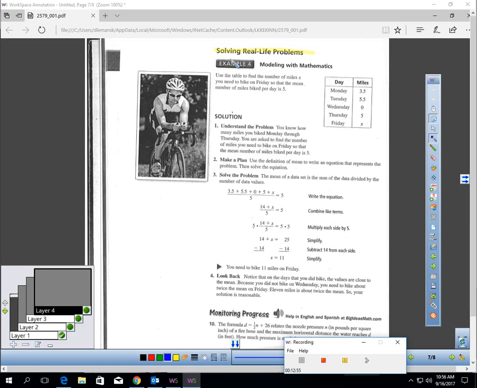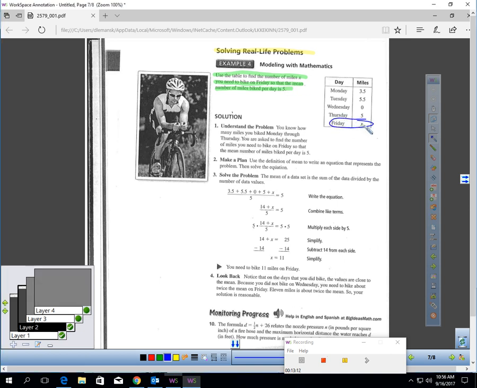Let's talk about solving real-life problems. Here would be a sample, modeling with mathematics. Use the table on the right here to find the number of miles x you need to bike Friday, so there's my unknown. How many miles I have to bike Friday so that the mean number of miles biked per day is 5.